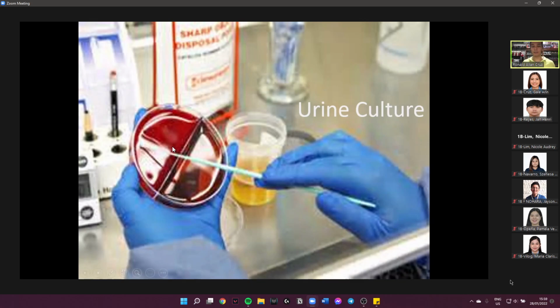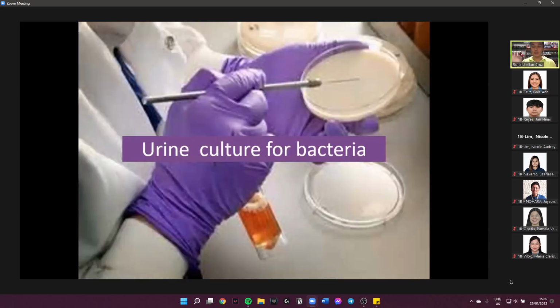So this is, let's say, a blood agar plate. You just inoculate it and allow it to grow. Your urine culture will identify what type of pathogen you have, the offending organism. And your urine culture and sensitivity will also determine which antibiotic your specimen is susceptible or resistant to. So once you have your report, then you will be able to give the more appropriate antibiotic.